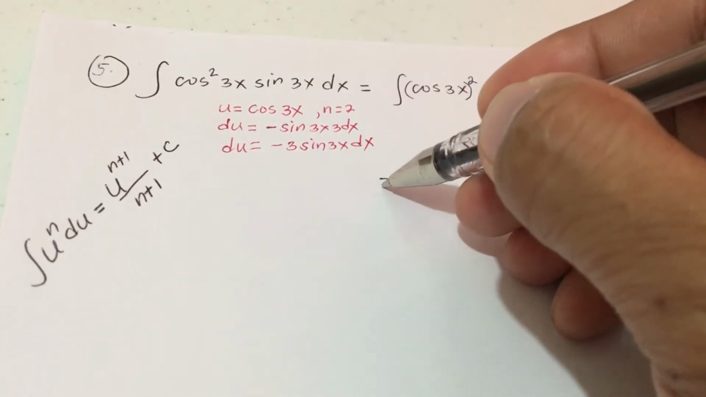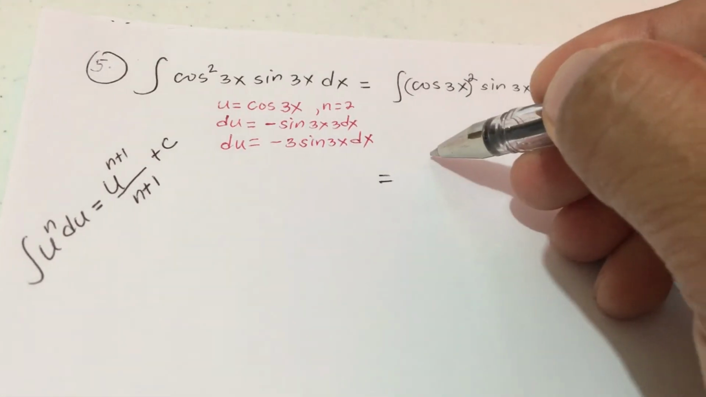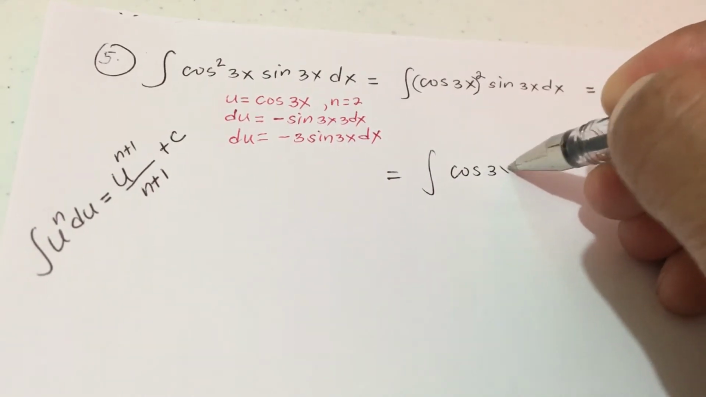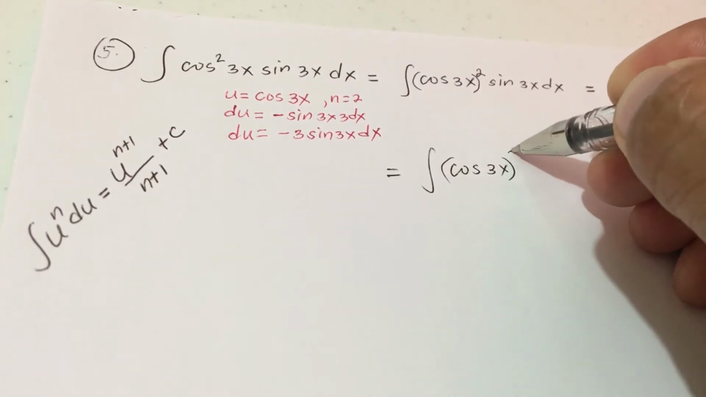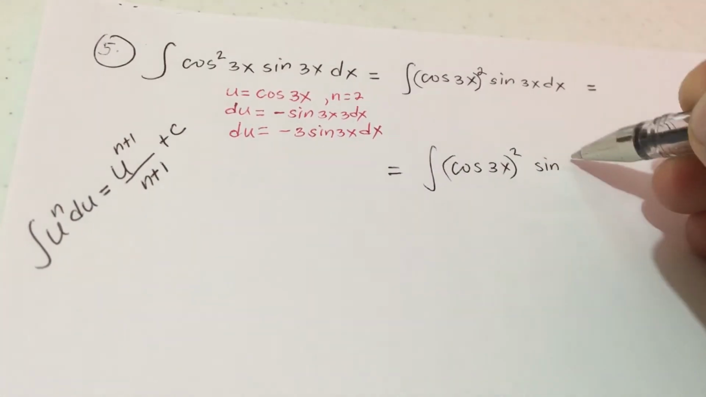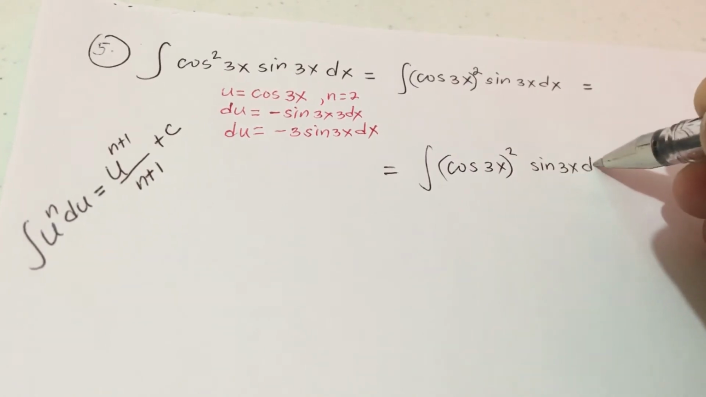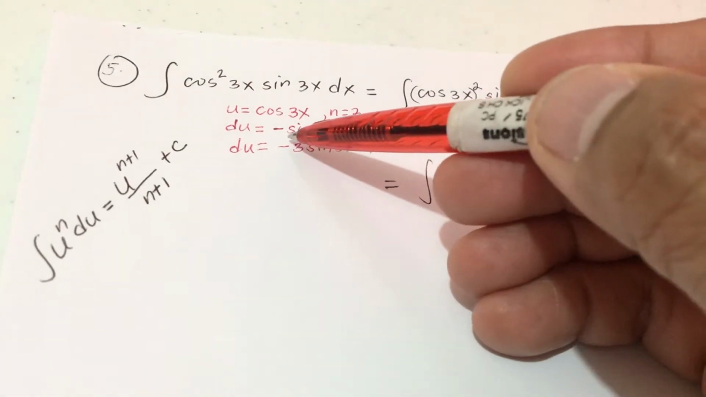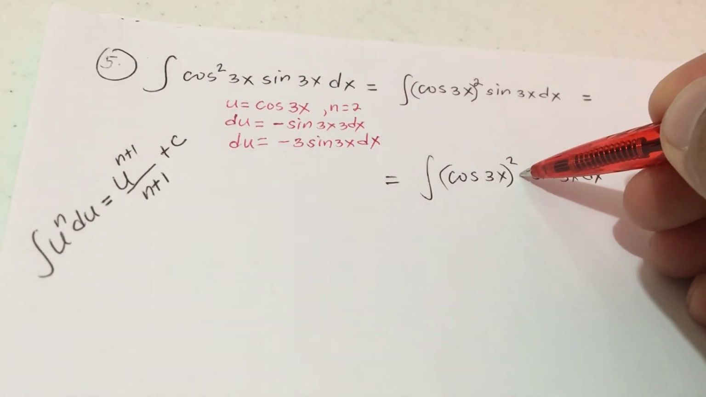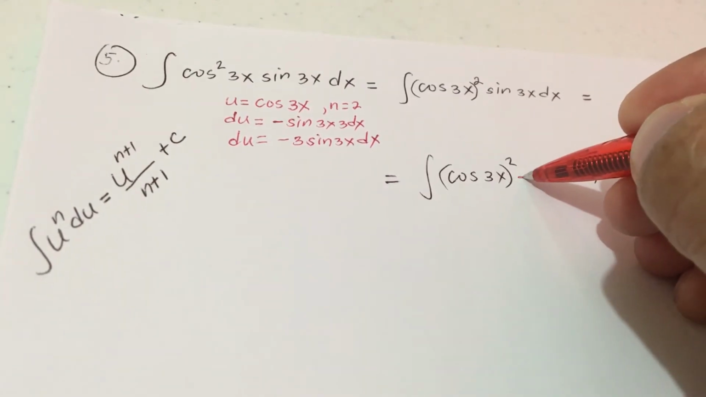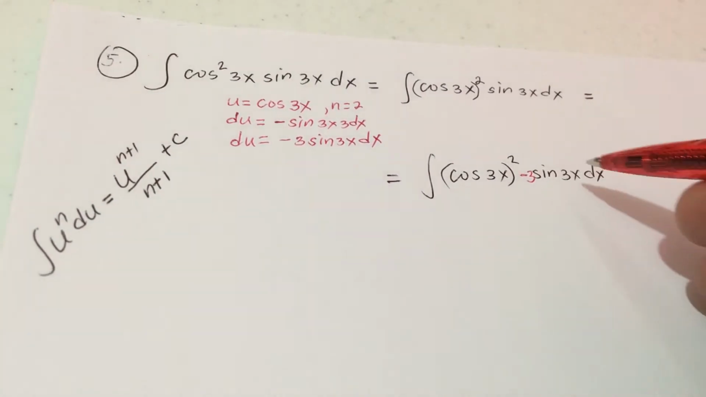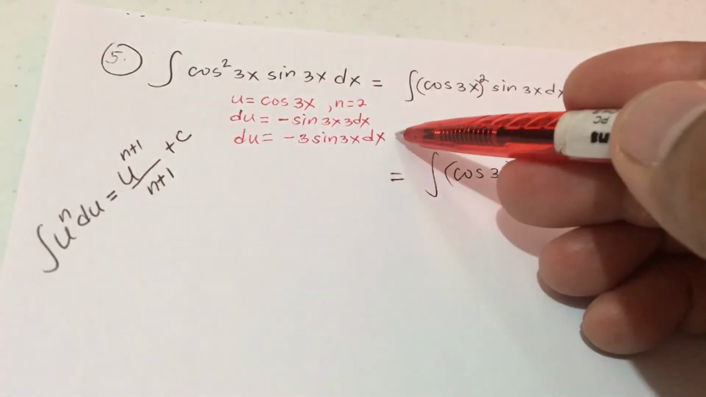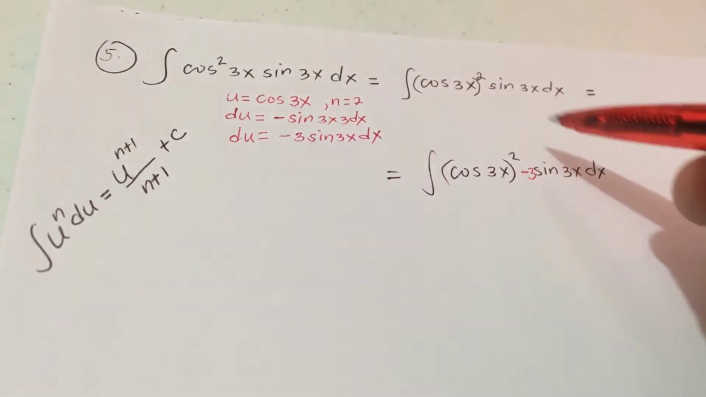Okay, first we need to rewrite this part here, integral of cosine 3x squared sine 3x dx. Then we will write the missing part, which is minus 3. So we don't have the minus 3 here, so we have to supply it here to make it a perfect du. So we have now a complete or perfect du, similar to our du here after the substitution.